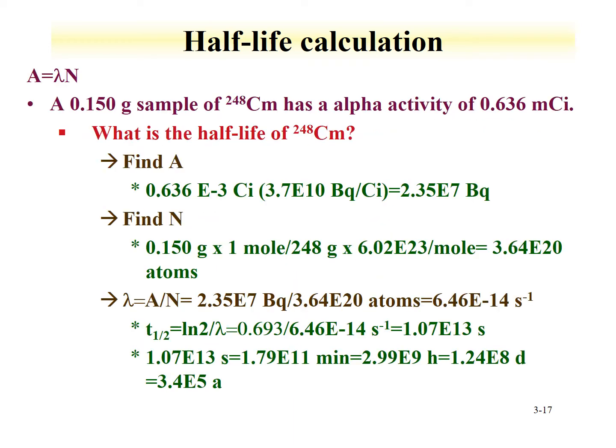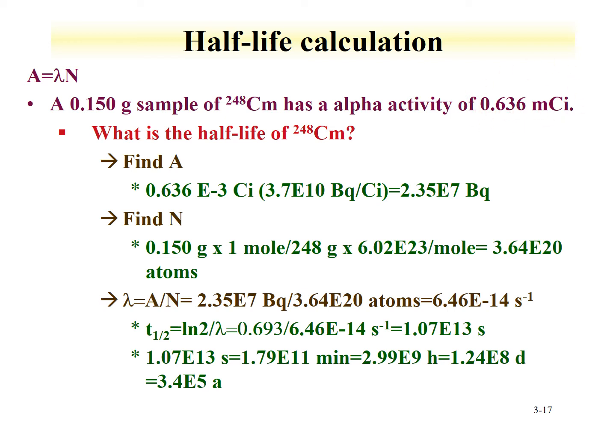The previous example showed an example of calculating a short-lived isotope, something where you can look at change over a reasonable time. Well, let's take an example of something where the half-life is rather long. So we use activity equals lambda N, and the example is 150 milligrams, so 0.15 grams of curium-248, shown to have an alpha activity listed here, 0.636 millicuries.